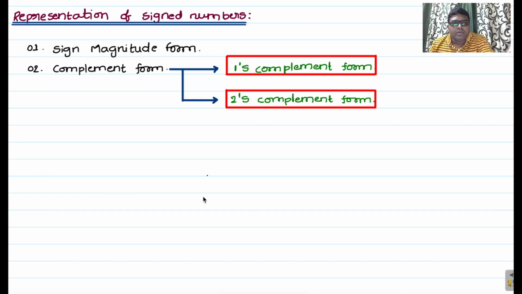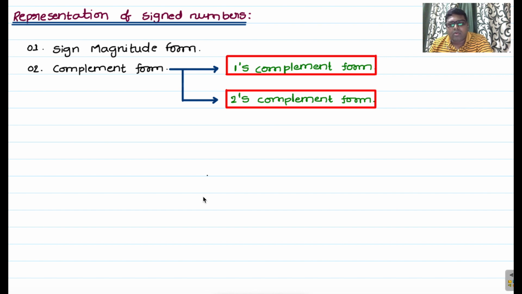Hi everyone. So today our topic is representation of sign and numbers. First of all, what is the need of this representation of sign and numbers? In our Boolean algebra, we have positive numbers as well as negative numbers, right? In our digital electronics also, we have to utilize positive numbers as well as negative numbers.